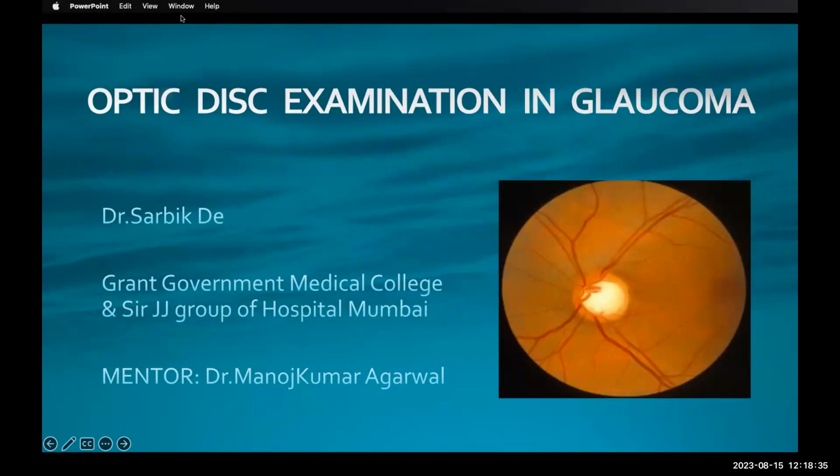Good afternoon, everyone. I'm Dr. Sarbik Dey from Grant Government Medical College and Sir JJ Group of Hospitals, Mumbai. My topic for the day is optic disc examination in glaucoma, mentored by Dr. Manoj Kumar Agarwal, sir.